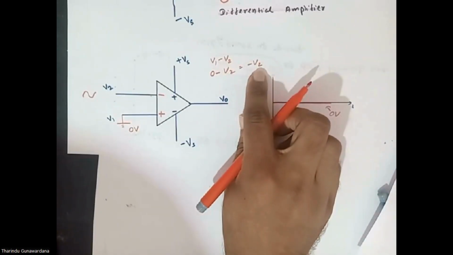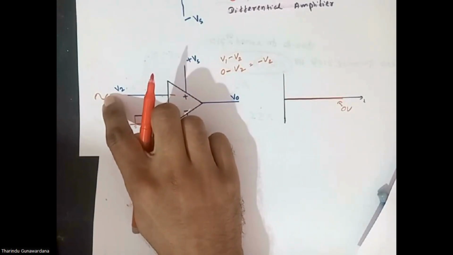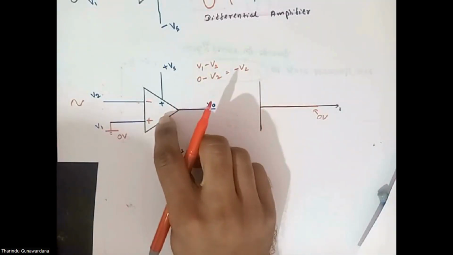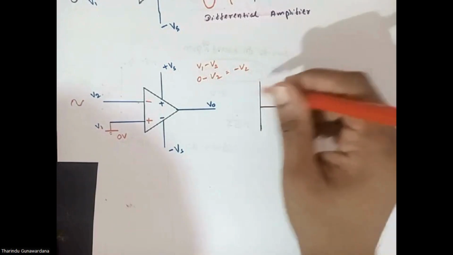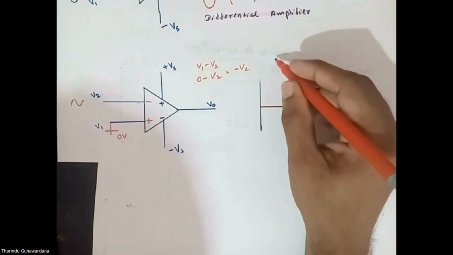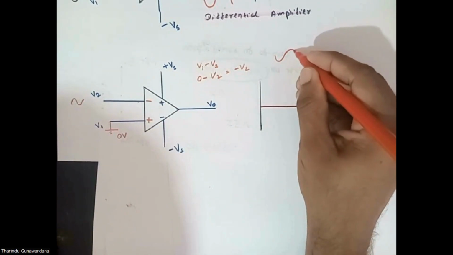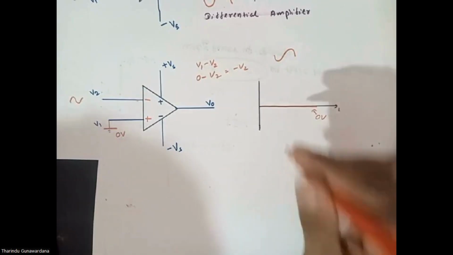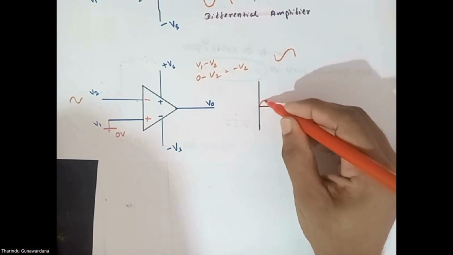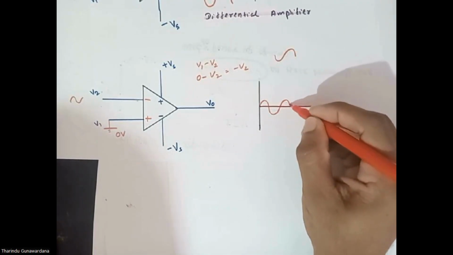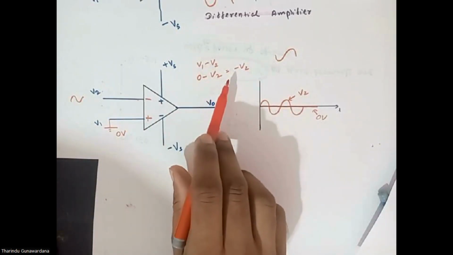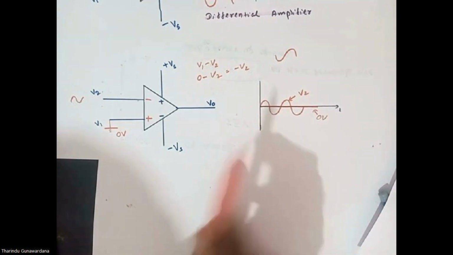So the differential input is negative V2. Then this op-amp is going to amplify negative V2. Now this V2 signal is fed into the inverting input. Then what is 0 minus V2? 0 minus V2 is minus V2.